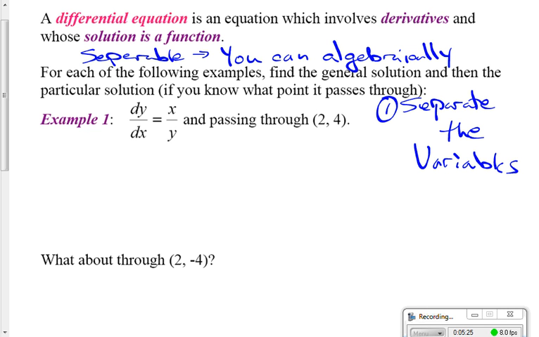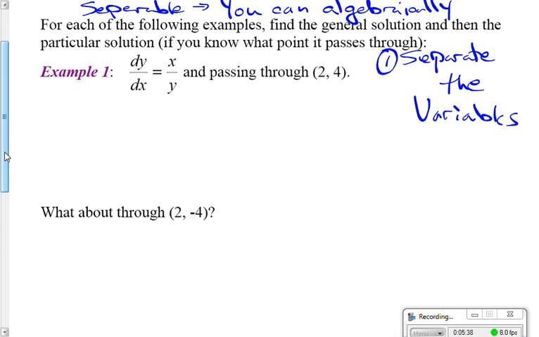You have to find a way to get everything with an x on one side and everything with a y on the other side. Spatially for us, I feel like it makes a lot more sense to have the y's on the left and the x's on the right. Doesn't really matter, but I have a tendency to move everything that's got a y in it to the left side, everything that's got an x in it to the right side. So do you see an algebraic process that we can use to get all the x's on one side and y's the other side? Some of you are doing this. Cross products, right? We can go y dy equals x dx.